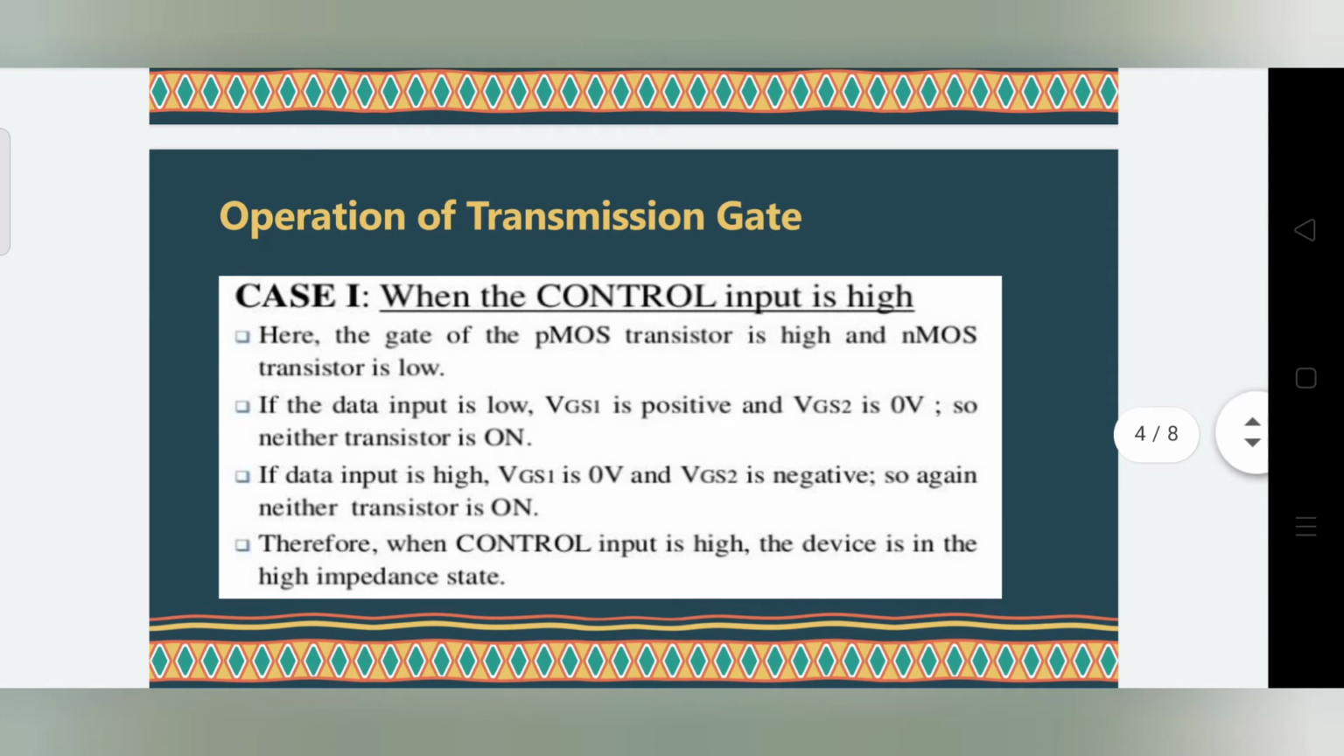Operation of the transmission gate. When the control input is high, the gate of the PMOS transistor is high and the NMOS transistor is low. If the data input is low, VGS1 is positive and VGS2 is 0 volt, so neither transistor is on. If the data input is high, VGS1 is 0 volt and VGS2 is negative, so again neither transistor is on. So when the control input is high, the device is in high impedance state.